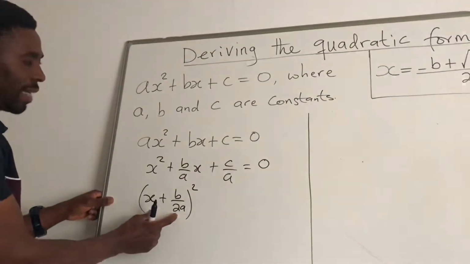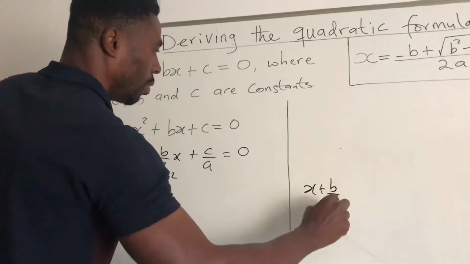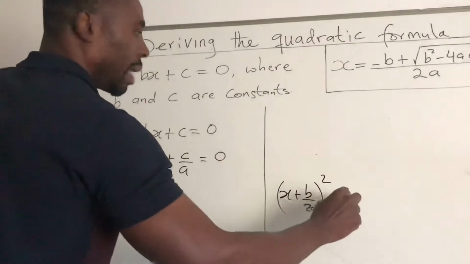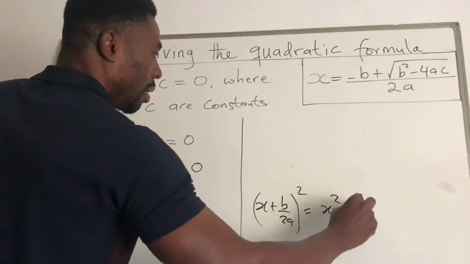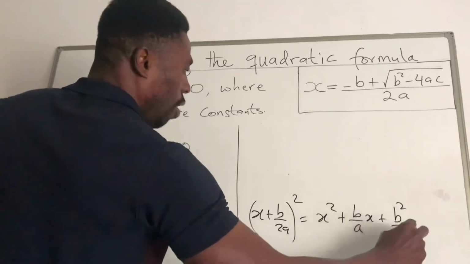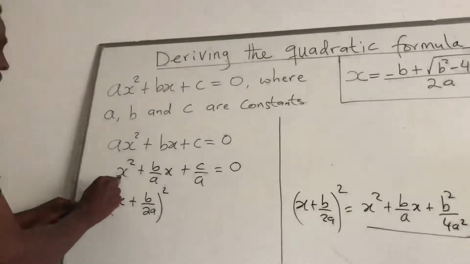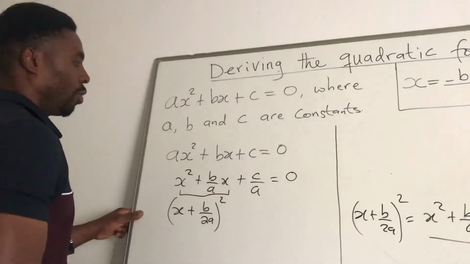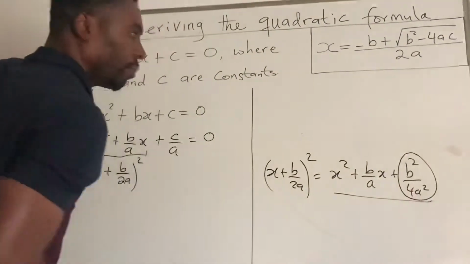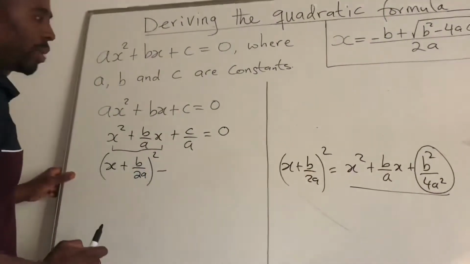Now if we expand this, x plus b over 2a in a bracket squared will give us x squared plus b over a x plus b squared over 4a squared. If we compare this with the term over here, we notice there's an extra term, which is the b squared over 4a squared. So we need to subtract from here the b squared over 4a squared.